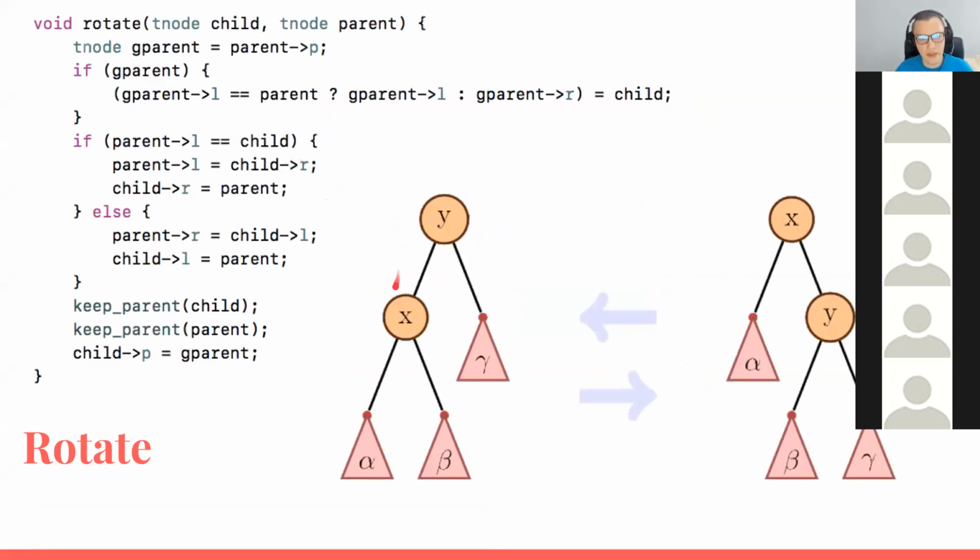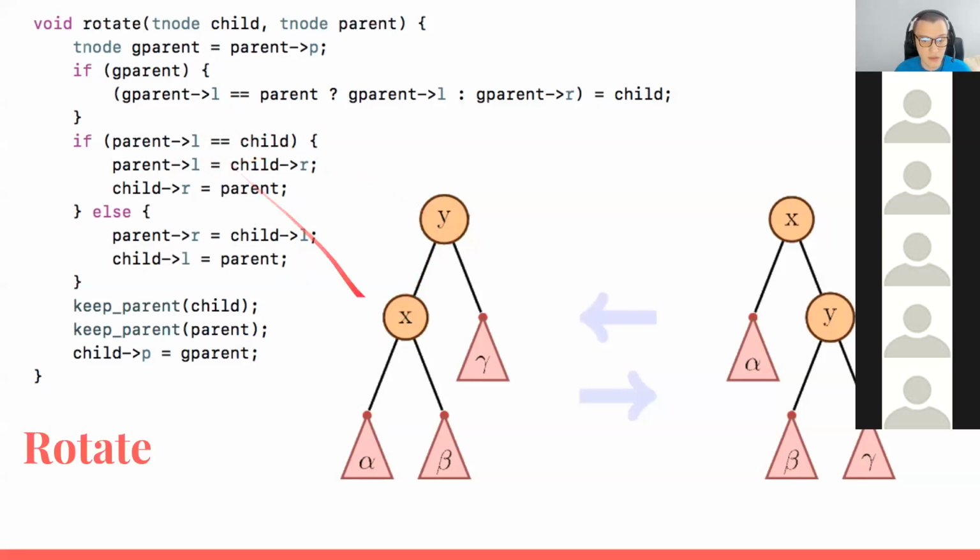So we are going to have a function rotate. If y has a parent, let's call it grandparent, we should change the son of our grandparent. So we are doing this in this line. We want to find if y is the left or right son of our grandparent, and then change it to the child x. And then we want to understand if x is the left or right son of y.